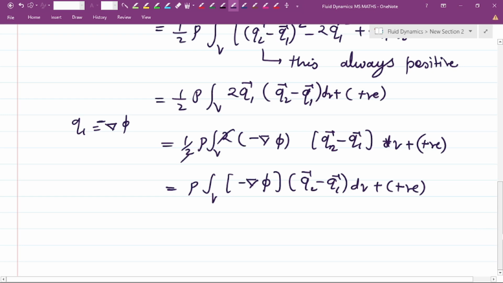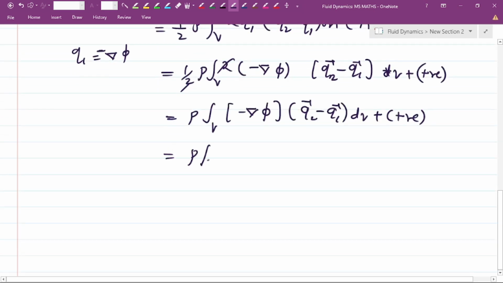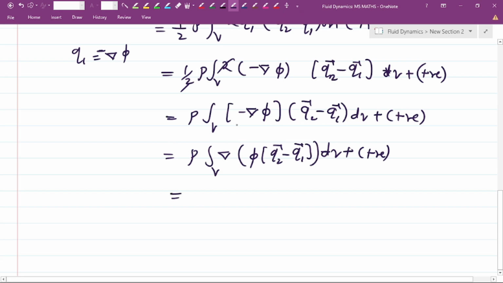I can write it in such a way that rho integration, basically the volume integration, then rho, the delta does not affect q1, q2 vector because these are vector quantities, then I can write in such a way phi into q2 vector minus q1 vector dv plus some positive quantity. Now we have the normal velocity. This is the volume integration, and the minus is also here, so it will be minus. By the Gauss divergence theorem we can convert this volume integration to a surface integration.